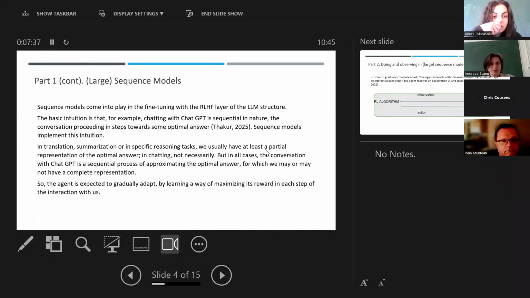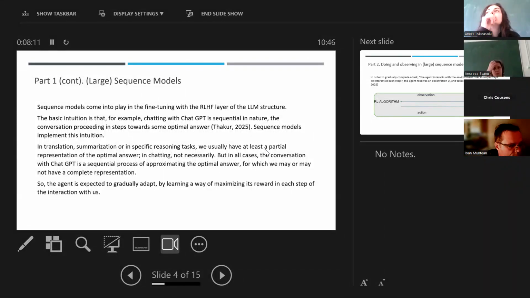Large sequence models. Okay, where do they come into the story? As I briefly mentioned in the introduction, sequence models come into play in the RLHF layer of the large language model structure. The basic intuition is that, for example, chatting with ChatGPT is sequential in nature. The conversation proceeds in steps towards some optimal answer. Sequence models actually implement this intuition.